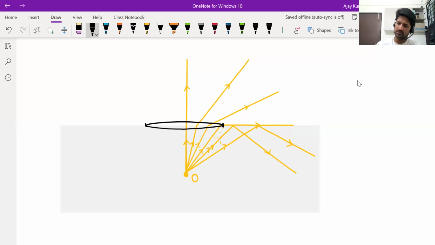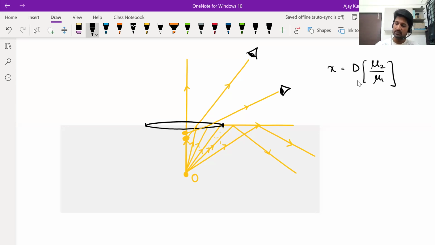So if there's an observer looking from this angle, the observer will feel the light is coming from somewhere here. If there's an observer here, this observer will feel the light is coming from somewhere here. So they'll perceive different apparent depths. Depending on the observer, the apparent depth can change. Now, don't be surprised. Like we had derived one formula for apparent depth: apparent depth is equal to actual depth into mu2 by mu1. We never cared about where the observer was present. We had a fixed formula for apparent depth. Now I'm saying for different observers, the apparent depth will be different.